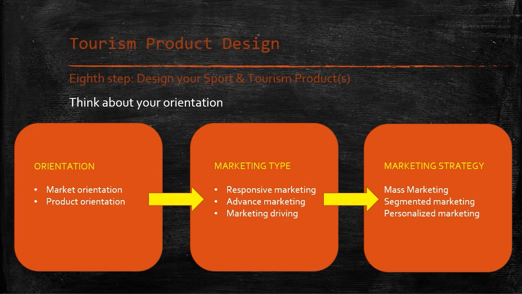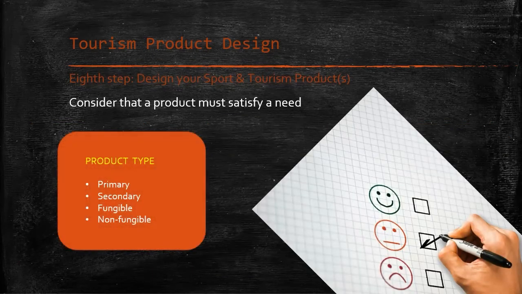Responsive marketing responds to market needs. Advanced marketing proposes solutions to needs not yet revealed by the market. Market-driving marketing proposes products that meet needs not yet existing. Your orientation will consequently determine your marketing strategy. Mass marketing: undifferentiated product by mass, commodities, goods. Segmented marketing: products by range of use. Personalized marketing: custom products, on demand.